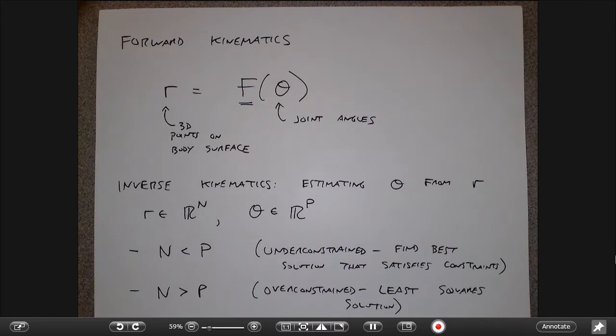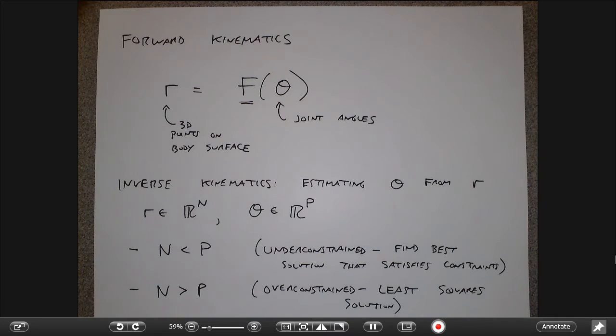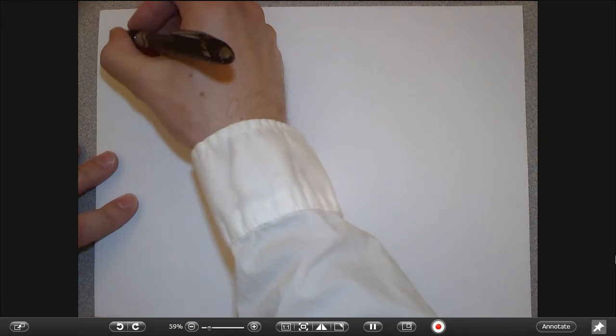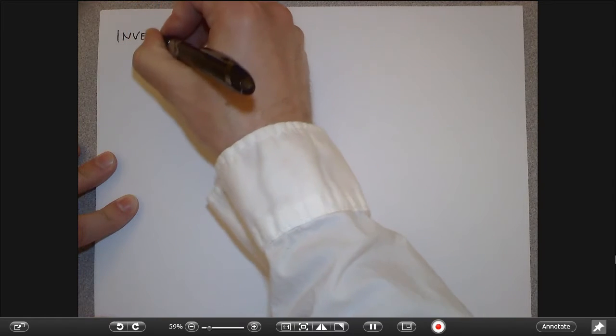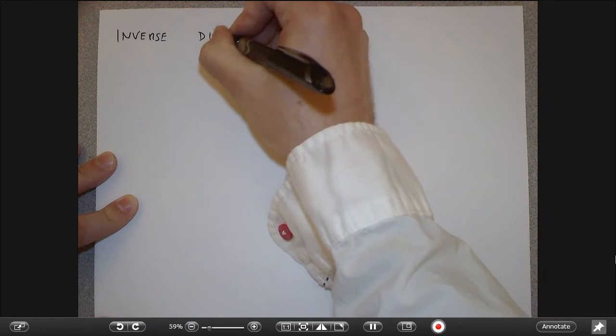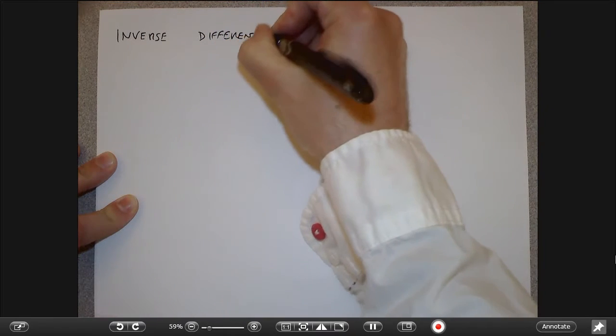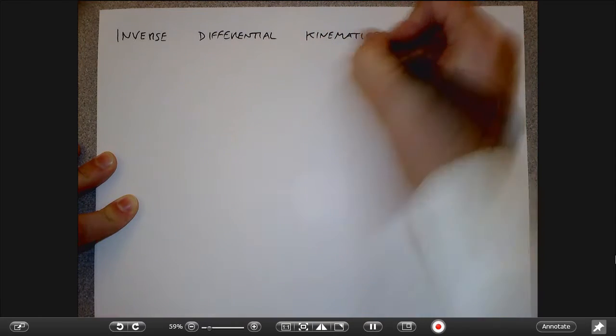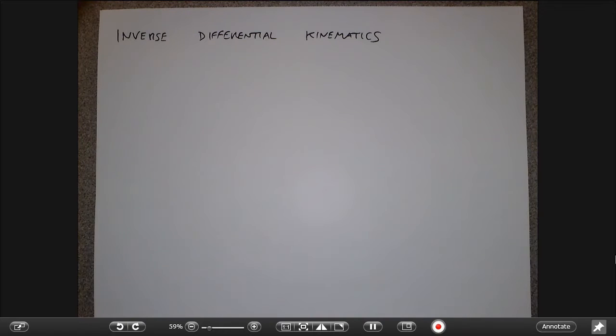let's talk about the most mathematical way of doing it, and then we'll talk about a little bit more practical ways of doing it, right? If I was going to approach this problem mathematically, one way to start is what's called inverse differential kinematics. Inverse because we want to undo the relationship between the joint angles and the surface points, and differential because we're going to be taking some derivatives, right?